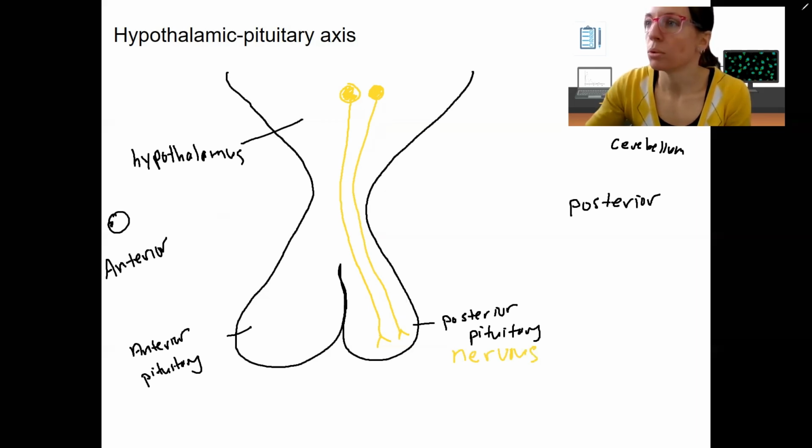So I'm going to label one more region here that I did not label before. I think I had it in that previous picture. This stalk right here that connects the hypothalamus to the pituitary gland is called the infundibulum.